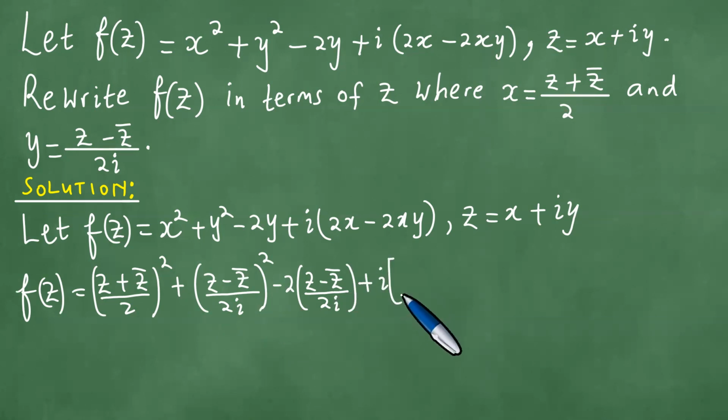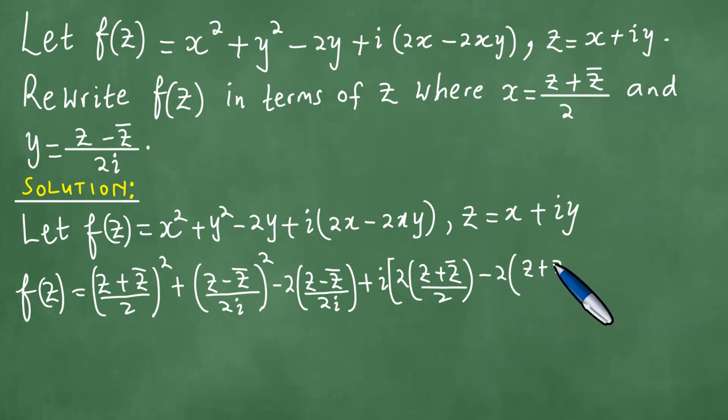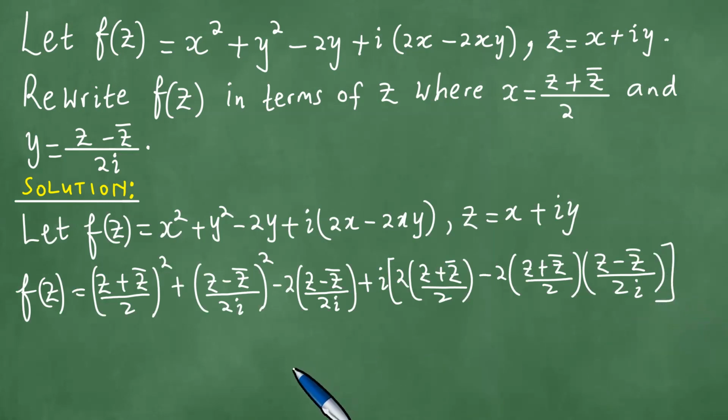Plus i into twice x. x is from here, z plus the complex conjugate of z, all out of 2, minus 2 into x, which is z plus z bar out of 2, and the y is z minus z bar out of 2i, like so. And you put your parentheses that way. Okay, we proceed to further multiply these out. And if we do, we get f of z.